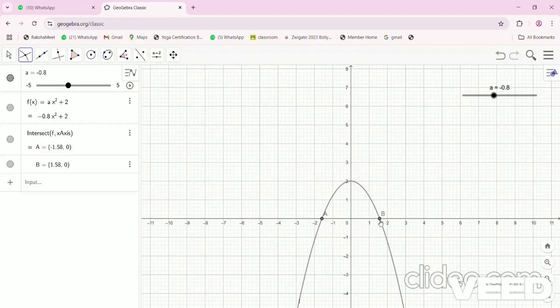You get 2 points where the parabola intersects the x-axis. So these are the 2 zeros of the polynomial. So for the general form of a quadratic polynomial, you get at the most 2 zeros of the polynomial. So this is for the quadratic polynomial.